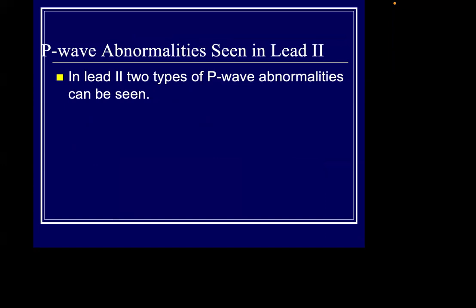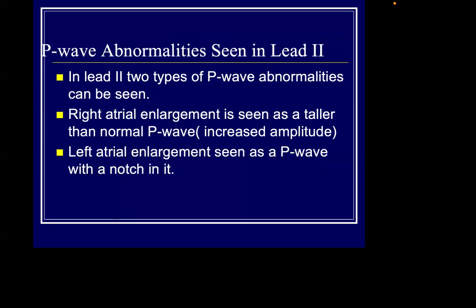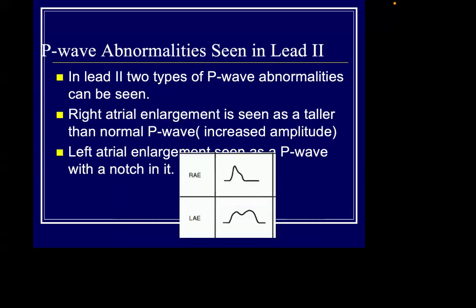in lead 2, you usually have 2 abnormalities of the P wave. The right atrial enlargement, usually you see it as a taller P wave. We call it P pulmonale. And in the left atrium, usually we find a notched P wave, and we call it P mitrale. And this is the P pulmonale, a tall P wave, usually due to right atrial enlargement. We see it in lead 2.